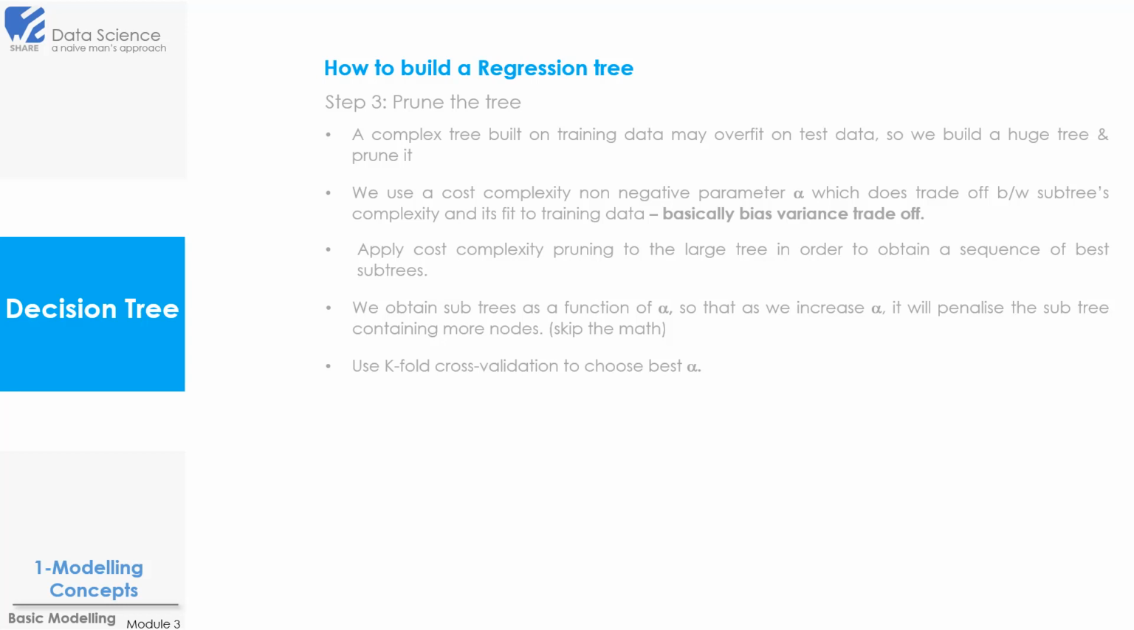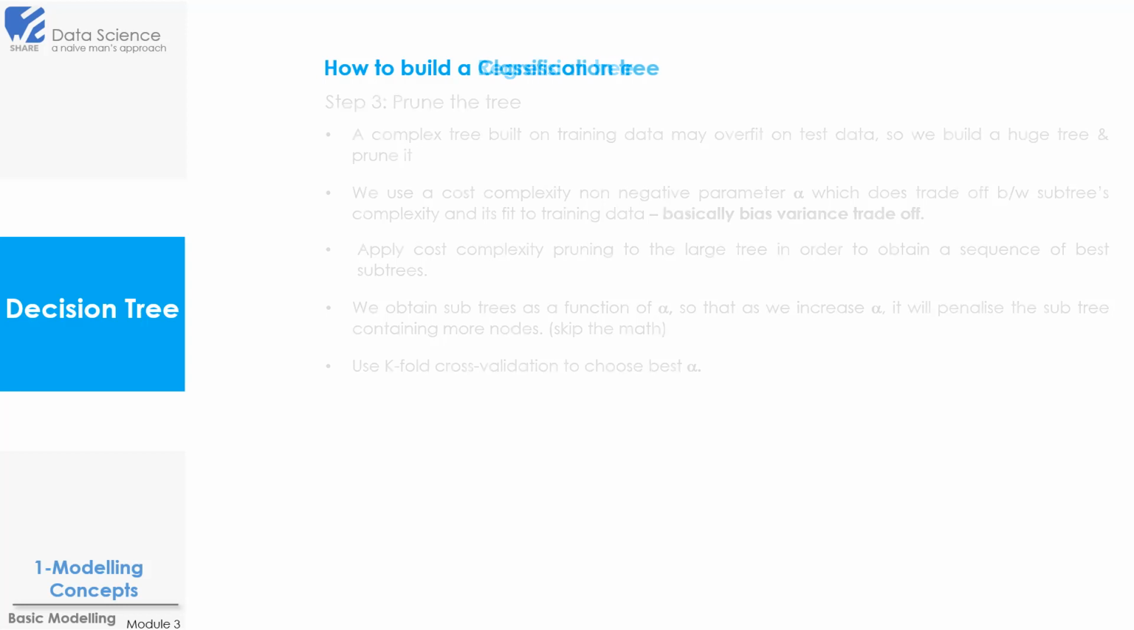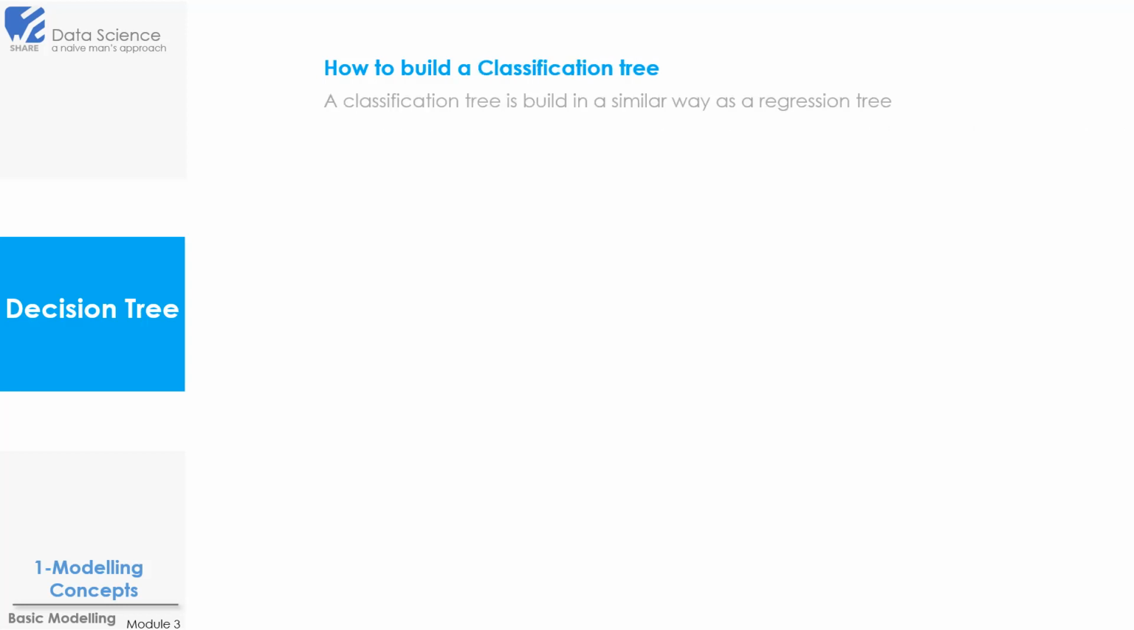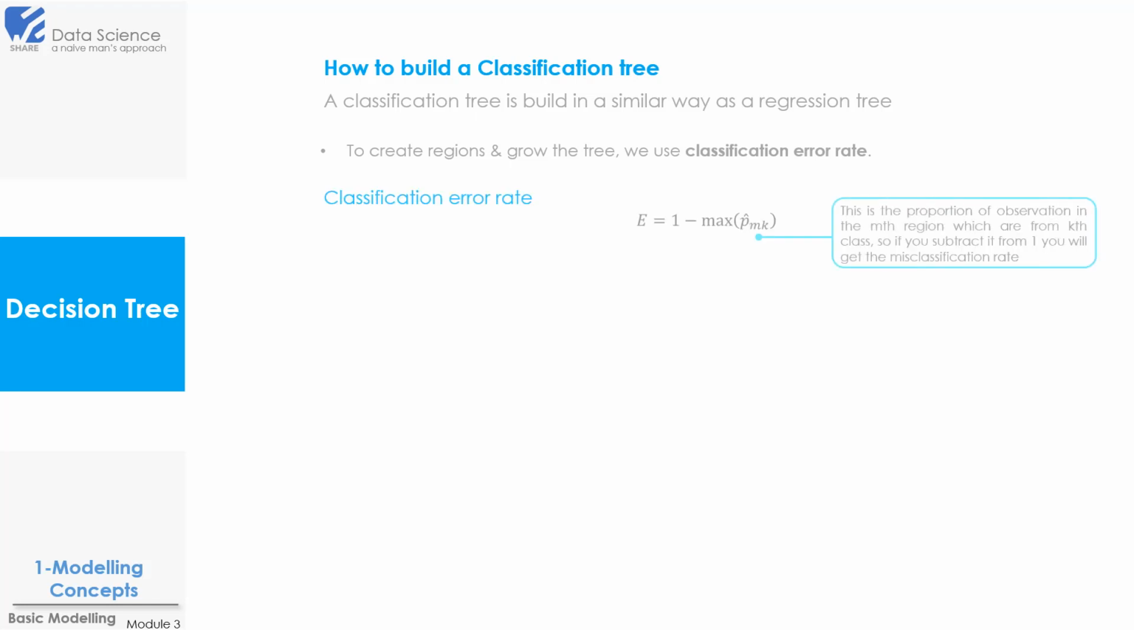Now that we know how to build a regression tree, let's see how to build a classification tree. A classification tree is built in a similar way as a regression tree. So here, to create regions and grow the tree, we use classification error rate instead of RSS. The formula for classification error rate is shown here. Here p-hat mk is the proportion of observations in the mth region which are from the kth class. So if you subtract it from 1, you will get the proportion of observations which are in the mth region but do not belong to the kth class. Hence they are called misclassified and will contribute to classification error rate.